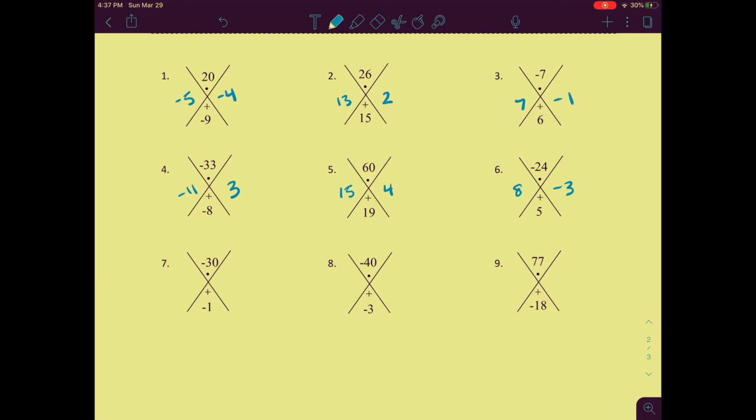For number 6, you wanted to get 8 and negative 3. For number 7, you would want to get negative 6 and positive 5. For number 8, negative 8 and positive 5. And for number 9, negative 11 and negative 7 would be your answer. How'd you do on these last 9 problems? Hopefully you did a pretty good job. If you made any mistakes, again, make sure you're learning from your mistakes and being very careful.